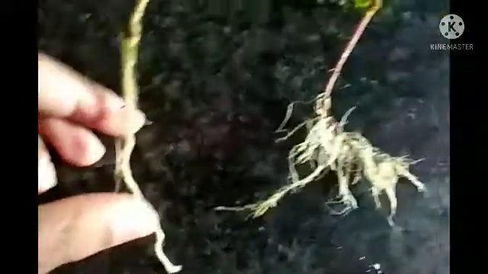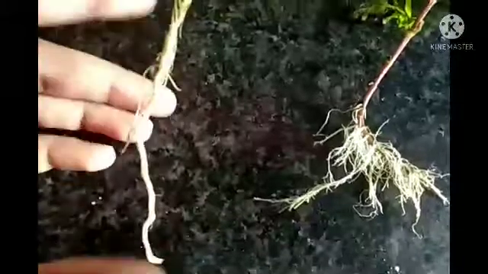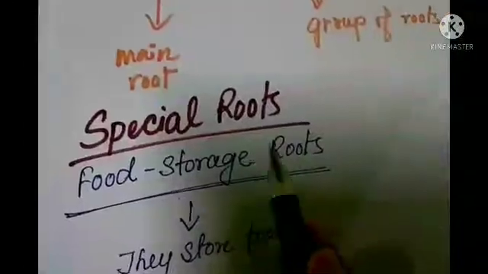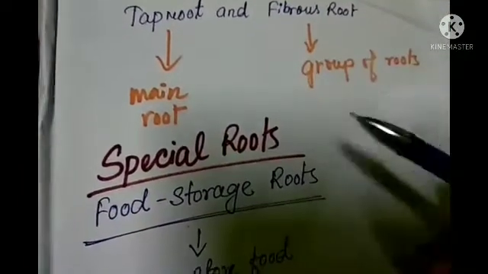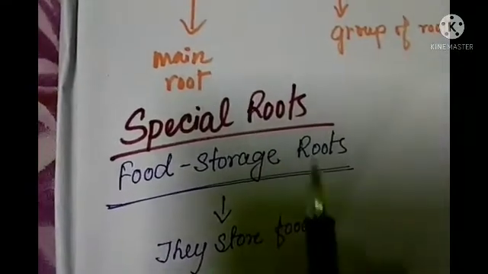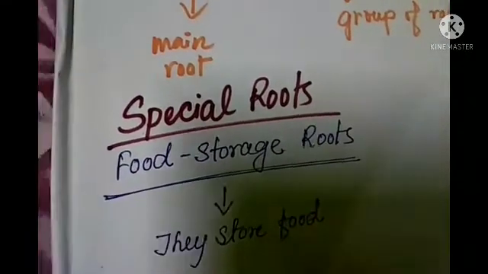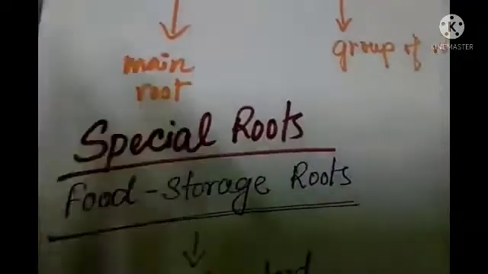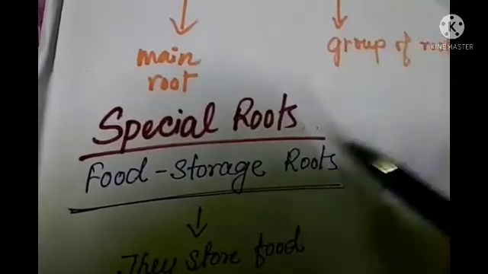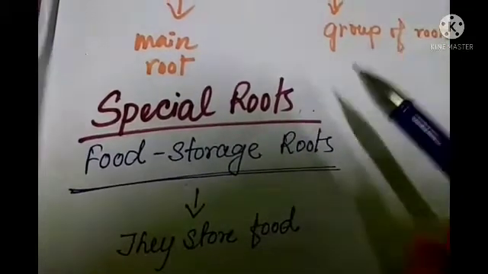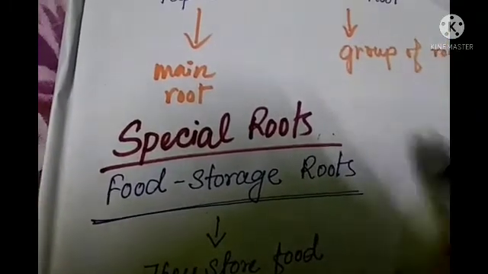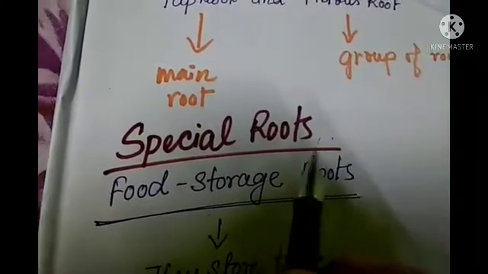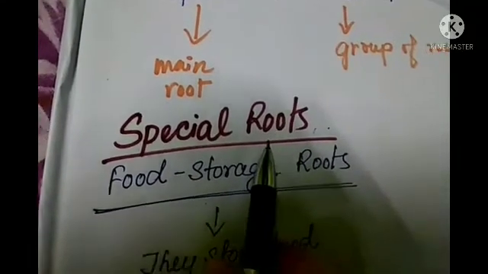I think now taproot and fibrous root are clear to you. Now let's discuss some special roots. We have learned that most plants usually have fibrous root or taproot, or even in some cases a combination of both. However, we already learned that the function of roots is to absorb water and minerals from the ground, and I also told you that they help hold the plant above the ground. But some other functions are also done by the roots, so let's learn about them.